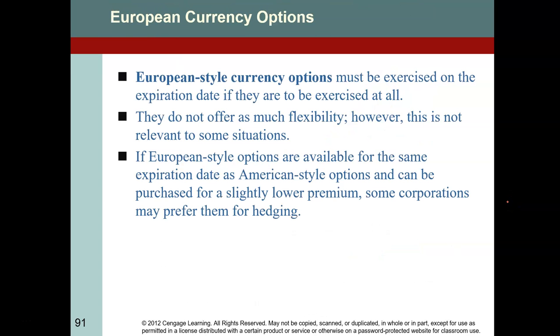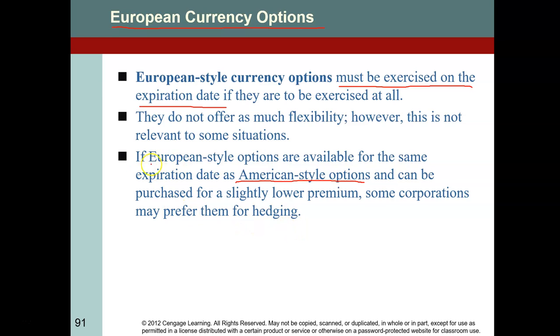Another new concept we want to introduce is the comparison between European currency options and American style options. European style options must be exercised on the expiration date if they are to be exercised at all. They do not offer as much flexibility. However, this is not relevant to some situations. If European style options are available for the same expiration date as American style options, they can be purchased for a slightly lower premium. Some corporations may prefer them for hedging.